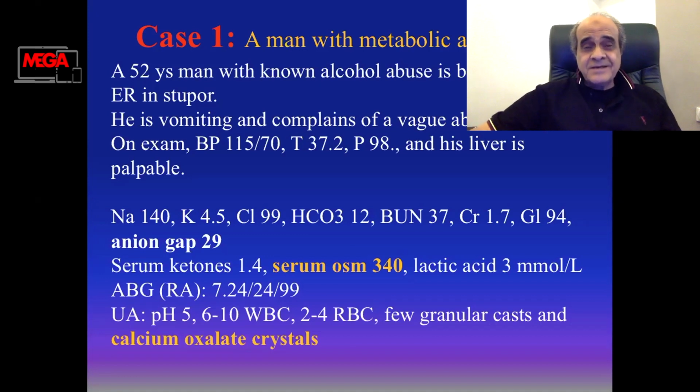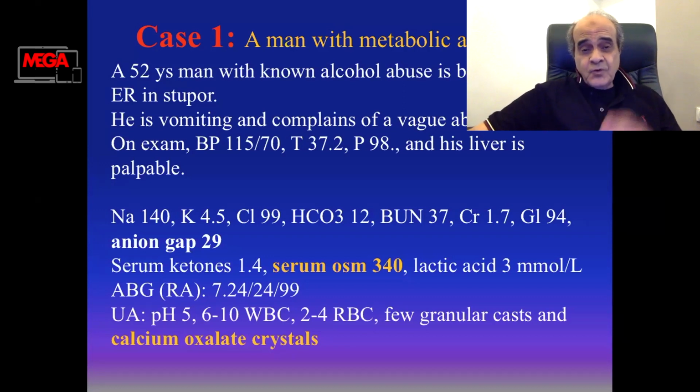Really, this case demonstrates typical alcohol intoxication, especially ethylene glycol toxicity. Why ethylene glycol toxicity? Because there are some granular casts, and calcium oxalate crystals are found in the urine. Also, there is an osmolar gap. Also, there is a high anion gap.